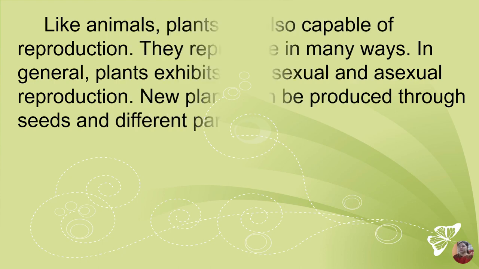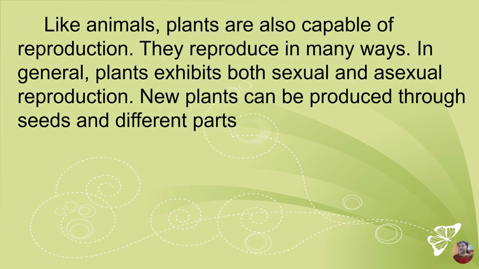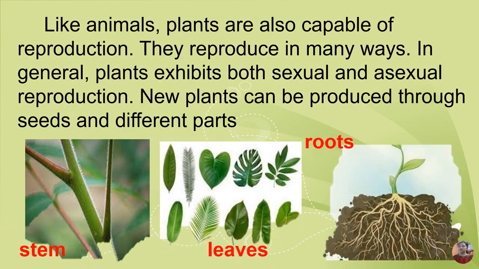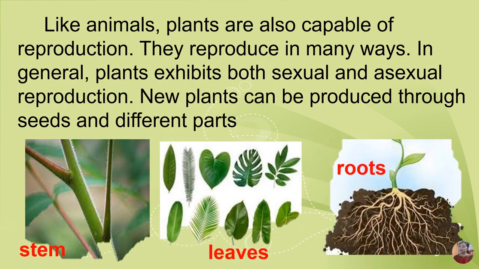Like animals, plants are also capable of reproduction. They reproduce in many ways. In general, plants exhibit both sexual and asexual reproduction. New plants can be produced through seeds and different parts, for example, stem, leaves, roots, and others. These are the reasons why you can see plants anywhere, especially in the forests where they get good physical conditions.